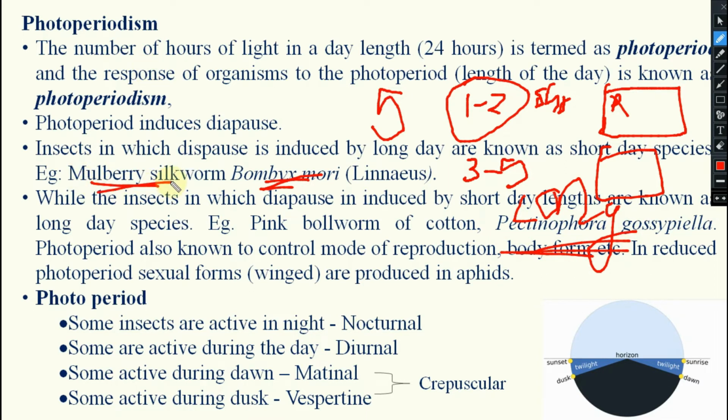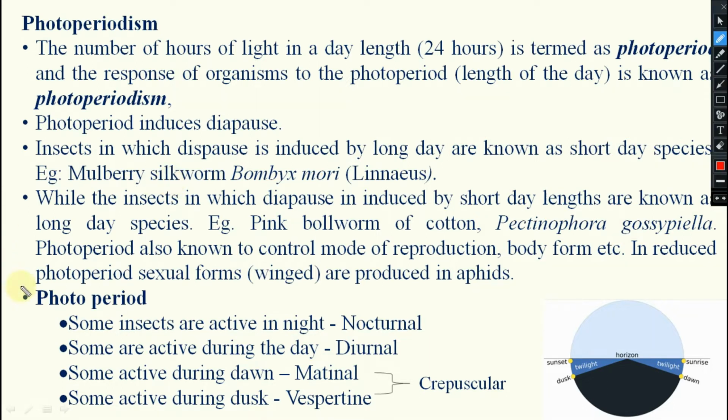Okay. Now, this is important and comes in the exam. The insects which are active at night are known as nocturnal. Those active during the day are diurnal, yes or no? Active at dawn, in the morning, are known as matinal. If active during dusk, they are known as vespertine. Clearly understood?